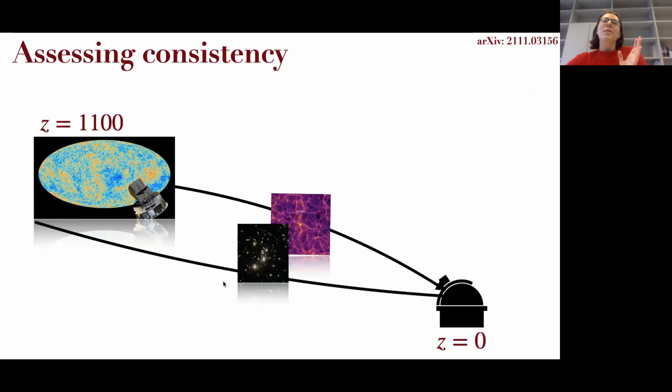And just one note on assessing consistency in general. So we say that we are comparing Planck with low redshift probes. However, none of these probes really measure anything at redshift 0. And redshift 0 is what we're looking at and where we're comparing our constraints.